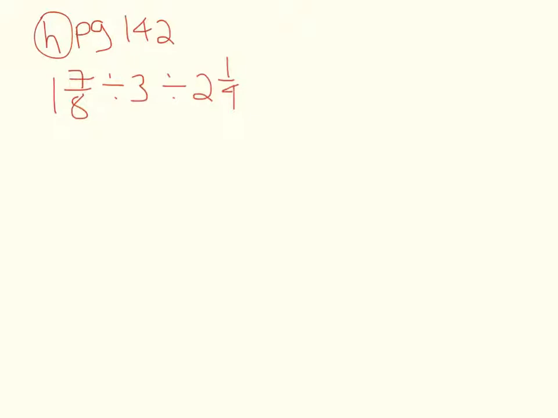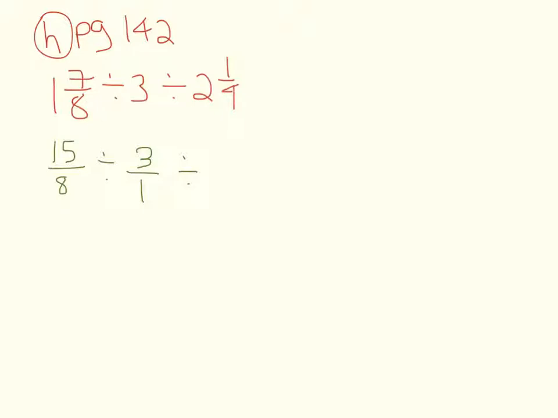convert them from their mixed form into an improper form. And we're also going to make our whole number, which is 3 here, a fraction. So 8 multiplied by 1 gives us 8, and we're adding 7 to that. So our numerator is 15. The denominator stays 8. Divide by 3 over 1. That's how we make a whole number a fraction: it's simply over 1.